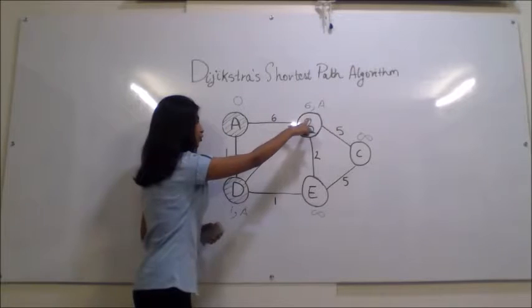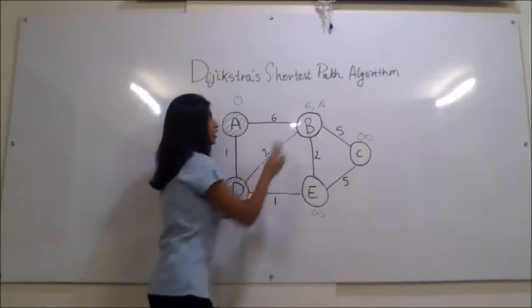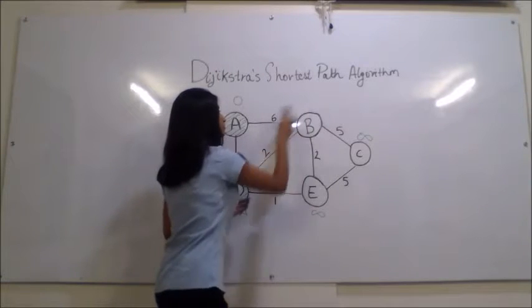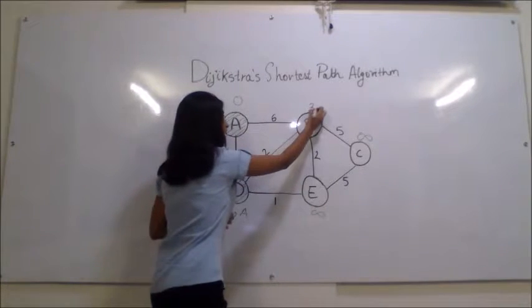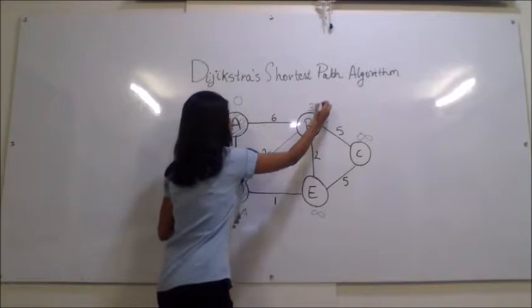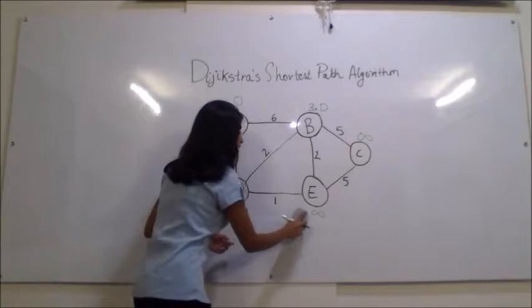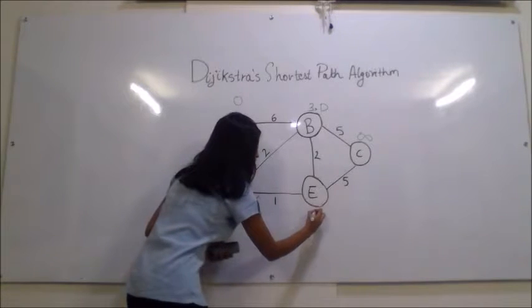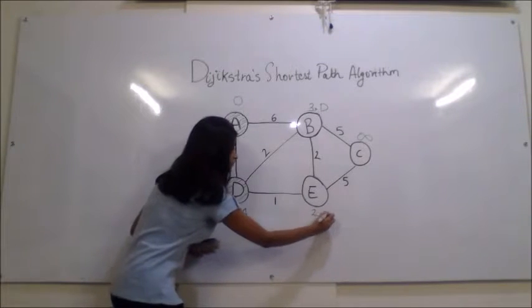The new distance value of B is 1 plus 2. 3 is less than 6, so I update the distance value. So 1 plus 2, 3, and the parent of B is D. 1 plus 1, 2 is the new distance value of E, which is less than infinity. So I update it and put the parent of E as D.